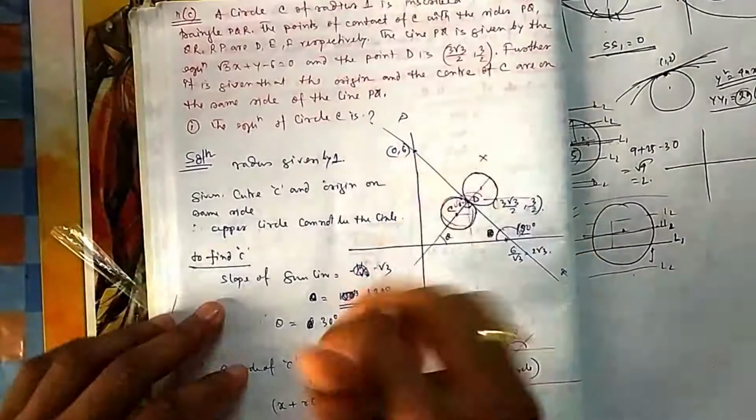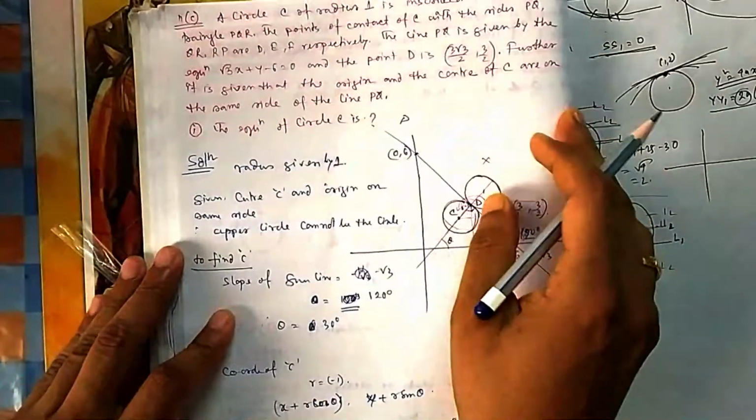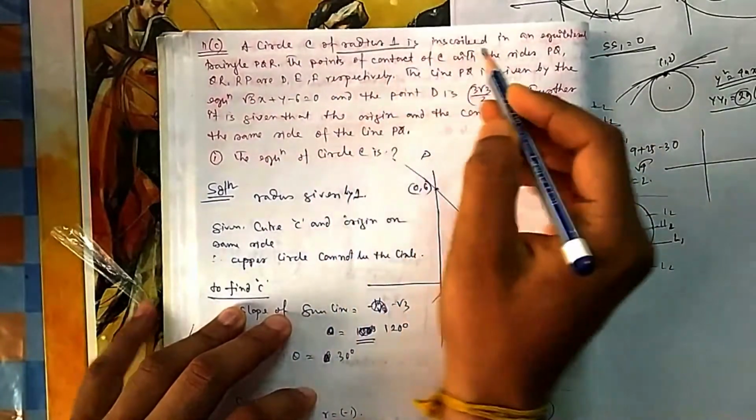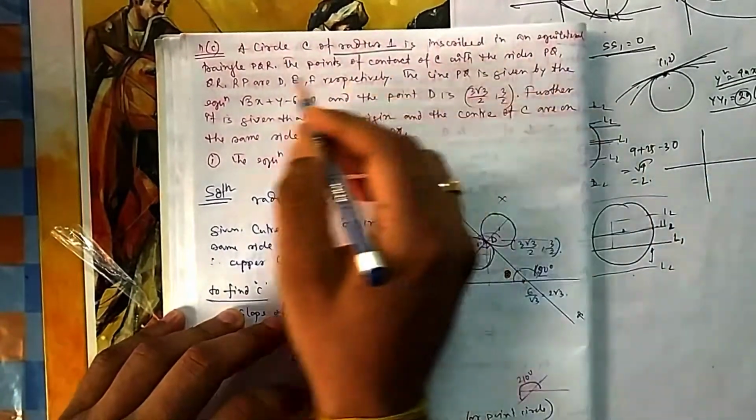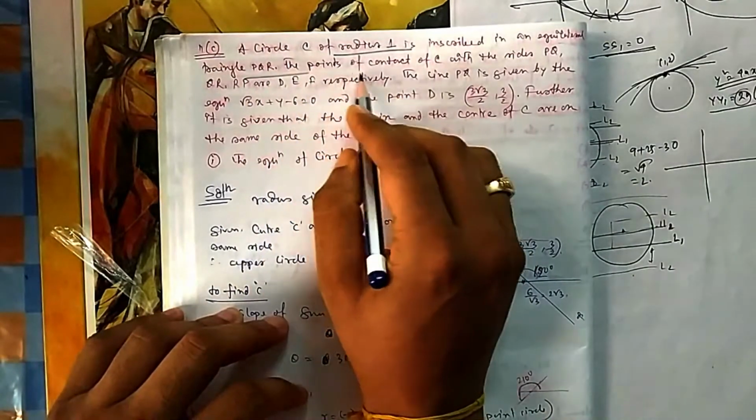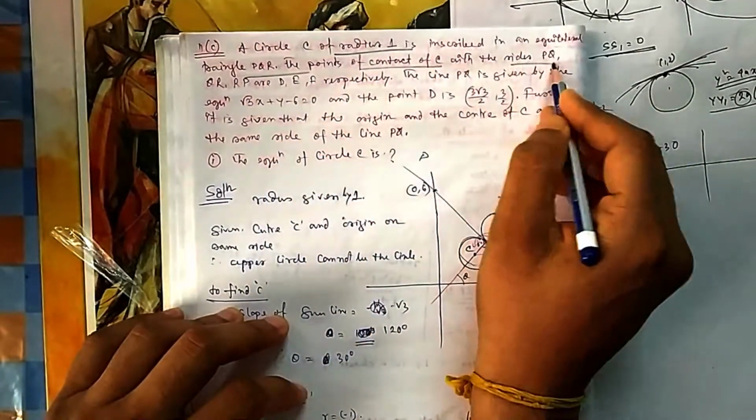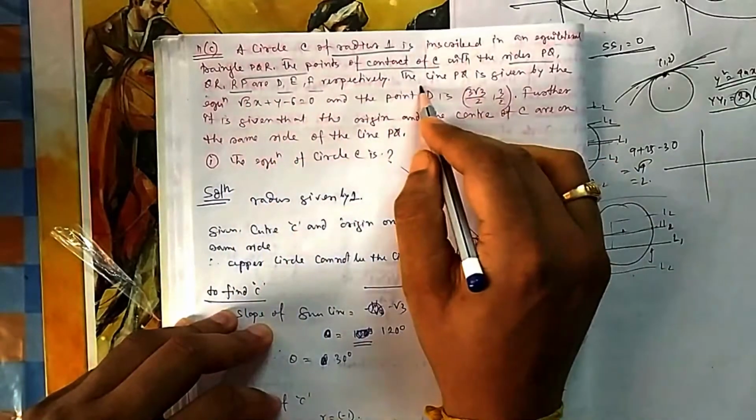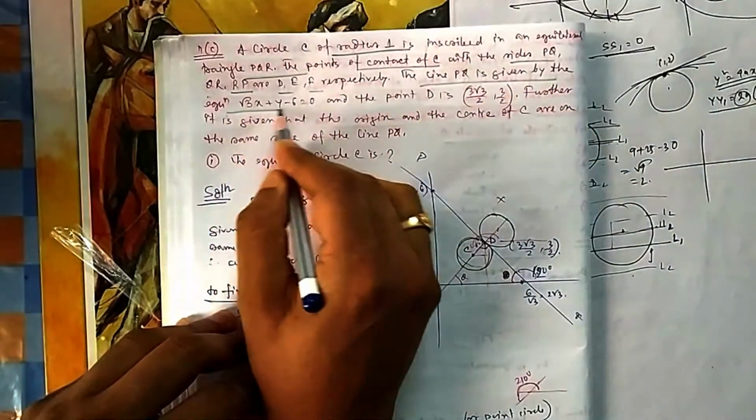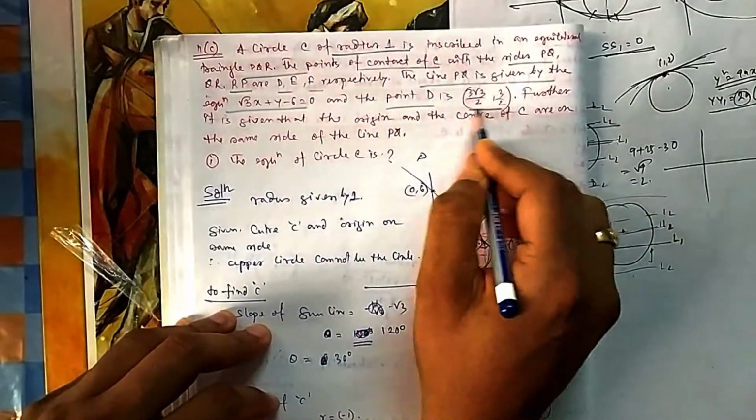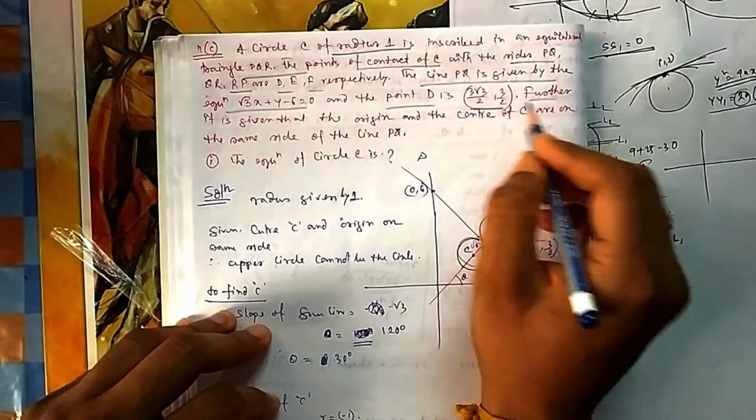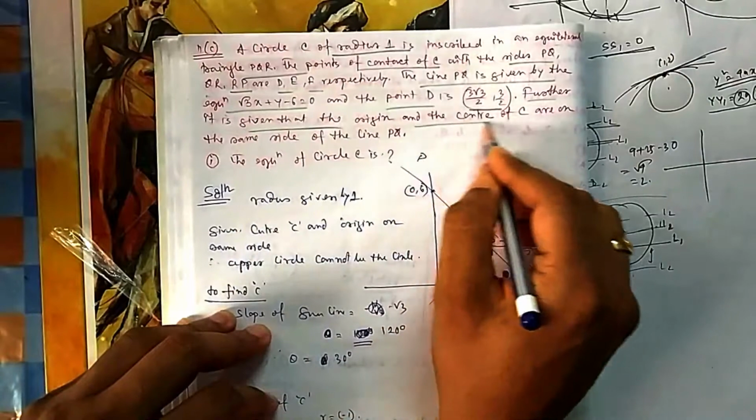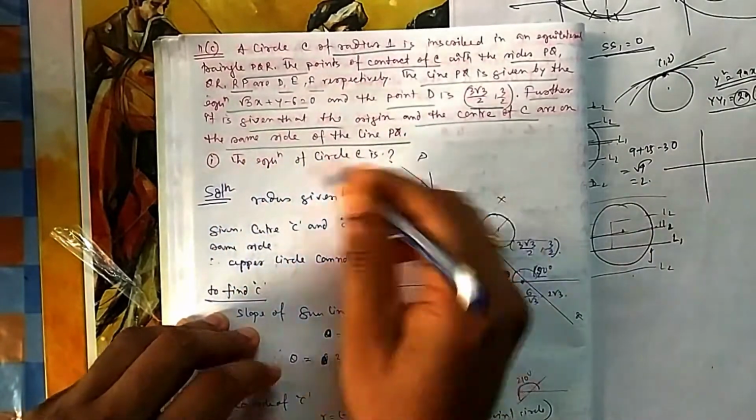Now if you come to 11C, what they are asking here: a circle C of radius 1 is inscribed in an equilateral triangle PQR. The points of contact of C with the sides PQ, QR and RP are D, E, F. The line PQ is given by this equation. The point D is the point where it touches. Further, it is given that the origin and the center C are on the same side of the line PQ.